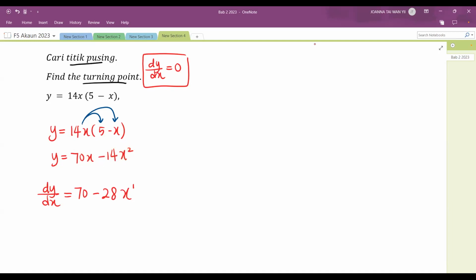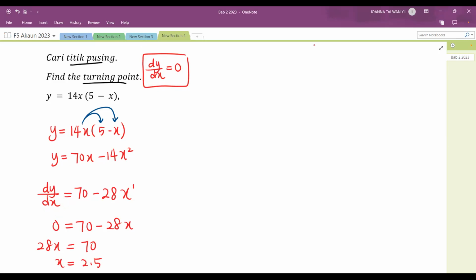Downgrade. X kuasa 2 jadi x. 1x jadi tiada x. And then turning point, dy dx is 0. Okay, dy dx jadi kosong. Okay, 0 equals 70 minus 28x. Can you find the x value? Cuba cari x. 28x adalah 70. So 1x berapa? 70 divided by 28 is 2.5. Okay, we get x already.